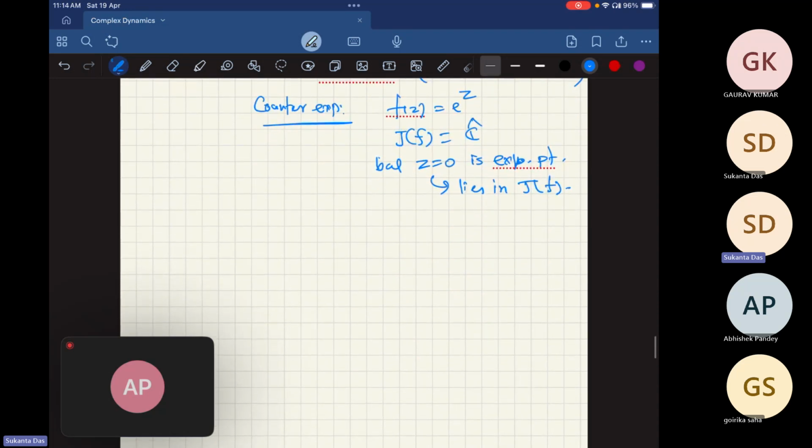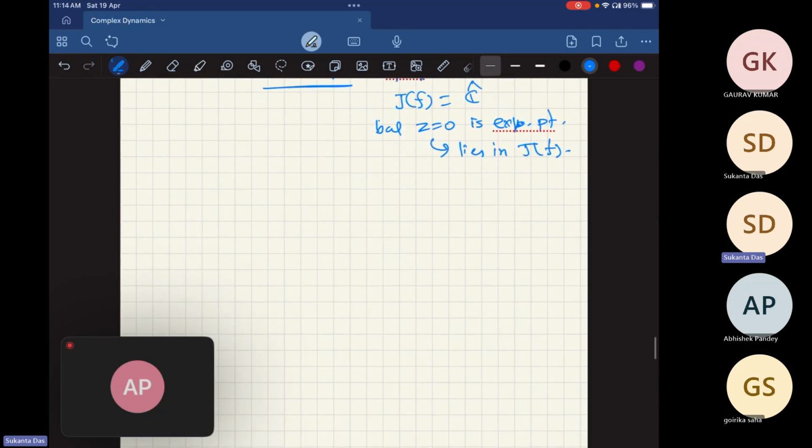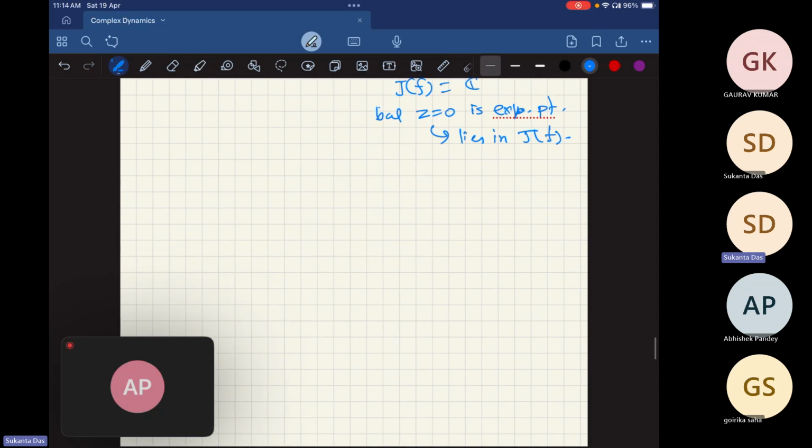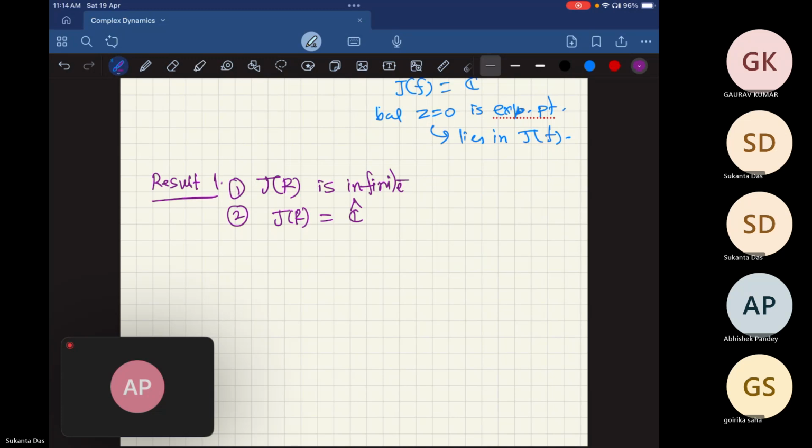Apart from these, I'll move on to some properties of the Julia set. This is my result. The first one is that the Julia set of a rational map of degree at least 2 is infinite. And further, the Julia set of R is either C hat or it has empty interior.